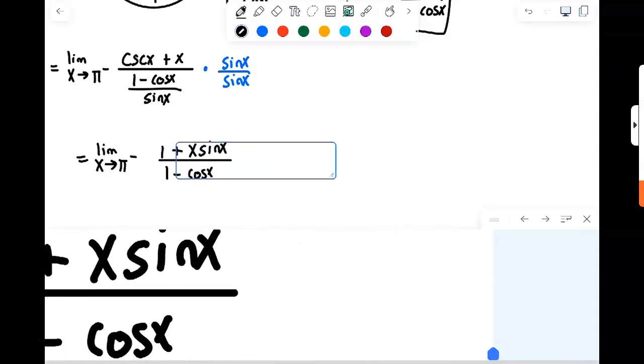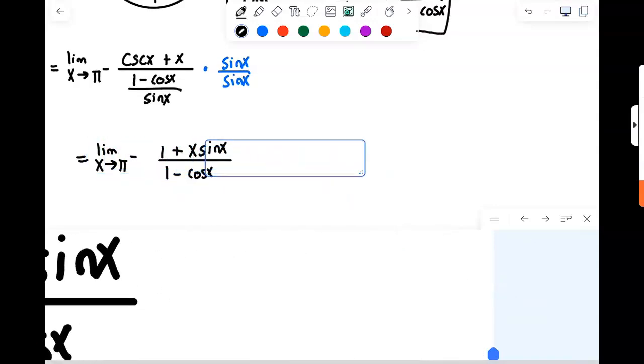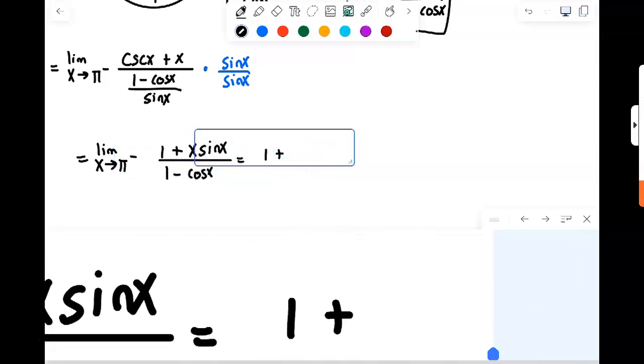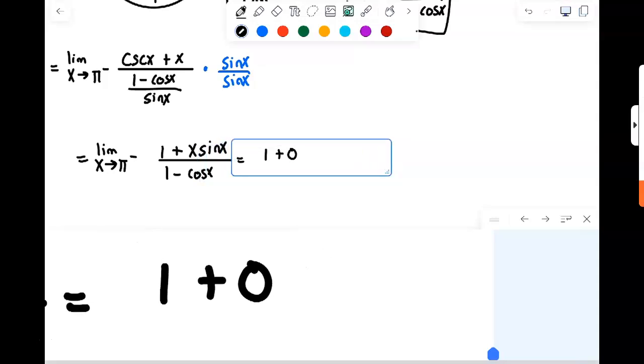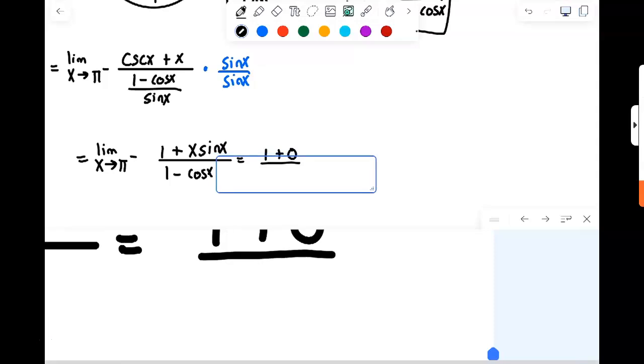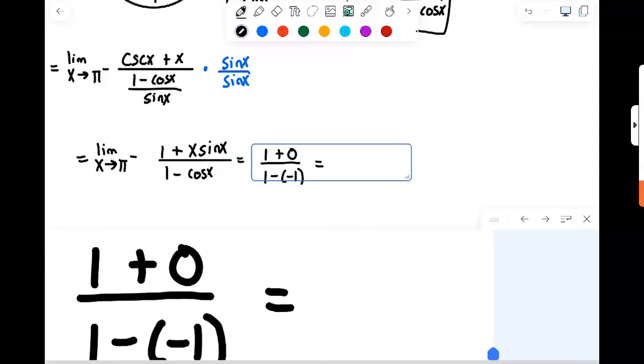Because now the top, I can just let x become pi, and that will just be 1 plus pi times 0, which will be 0, over 1 minus a negative 1. And so it turns out, all told, this is 1/2.